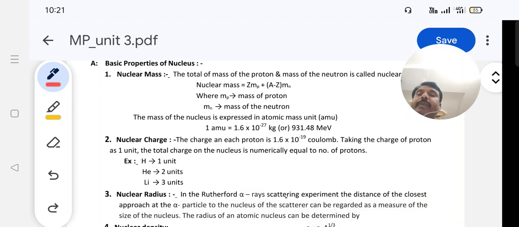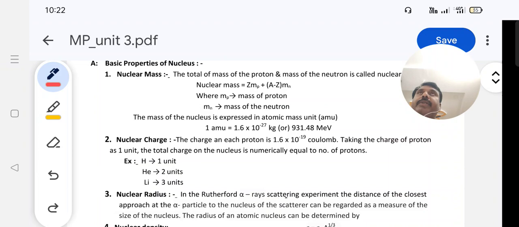Welcome to this video tutorial on basic properties of the nucleus. We all know that the nucleus is a very small central part of an atom. In general, the dimensions of the atom are in the range of angstrom, whereas the dimensions of the nucleus are in the range of femtometer or fermi.